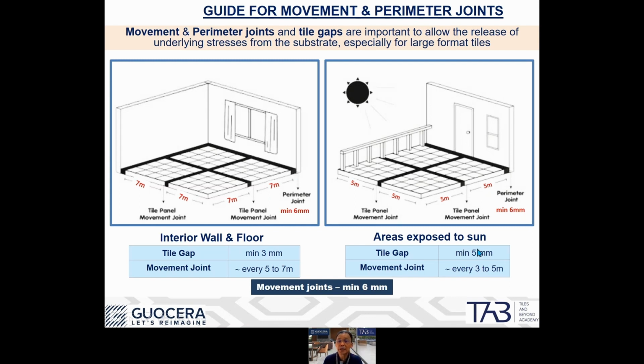For areas which are exposed to sunlight, for example a carport, the tile gap is a minimum of 5 millimeters, and of course movement joints are to be allocated much closer together because there is more expansion and contraction in areas exposed to sunlight. So this will be a very good guide to incorporate in the job specs.